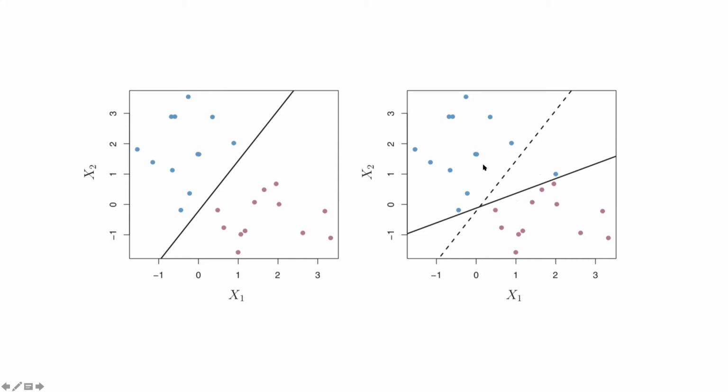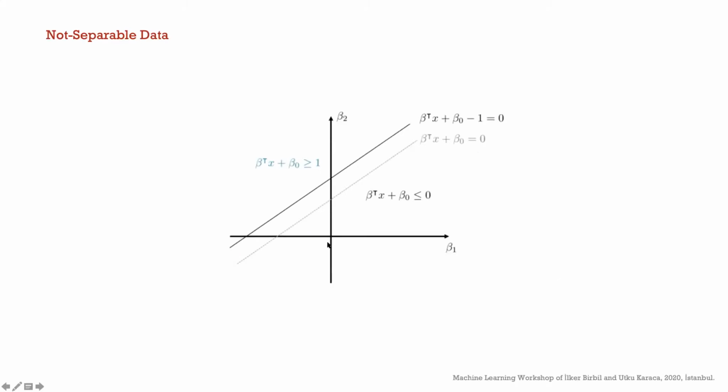Also, we should be careful that I may have some purple points around here or blue points around here. That means I am not separating my data that easily. And here is how I can show that one. Please keep in mind that now I'm talking about not separable data sets, okay? So far, we were just talking about separable data.